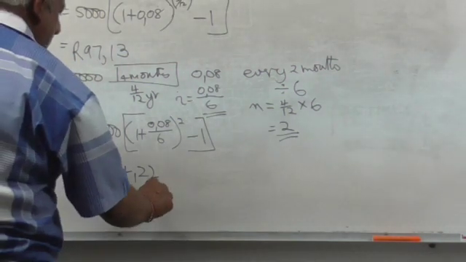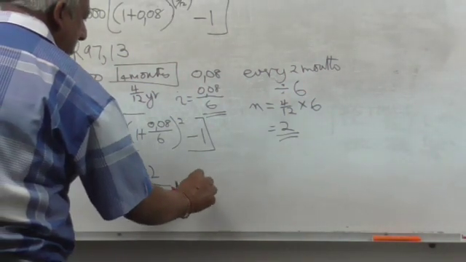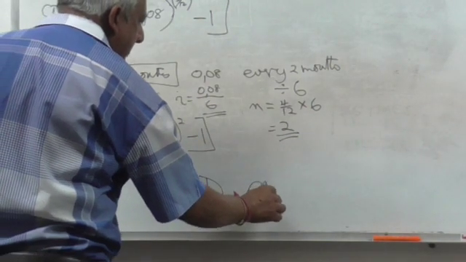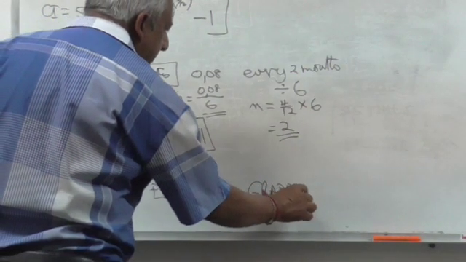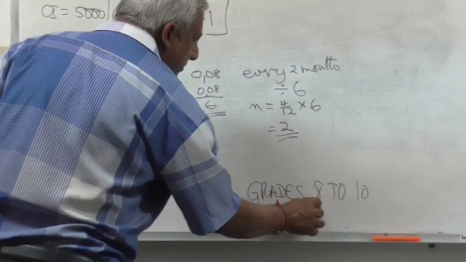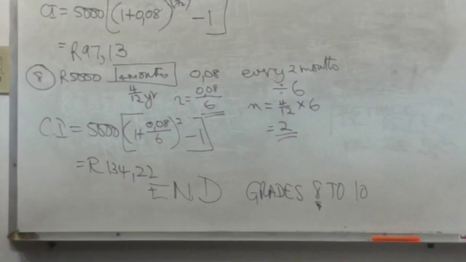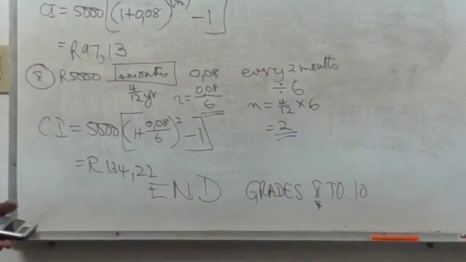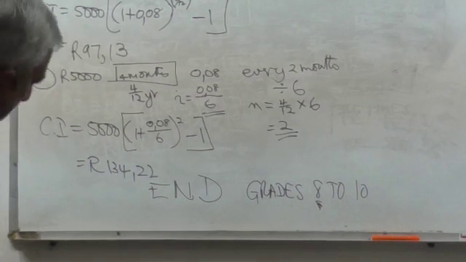So this will be the end of compound interest for grades 8 to 10. Some schools might be doing it in grade 8, but most schools will be doing it in grade 9 and 10.